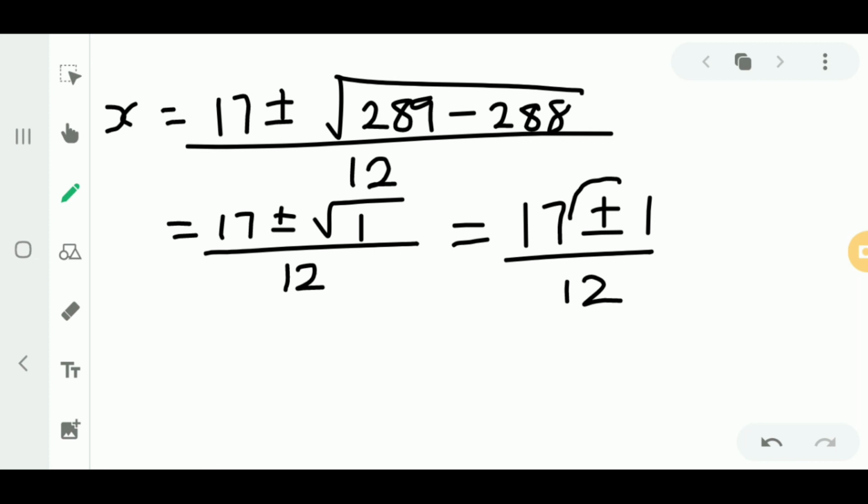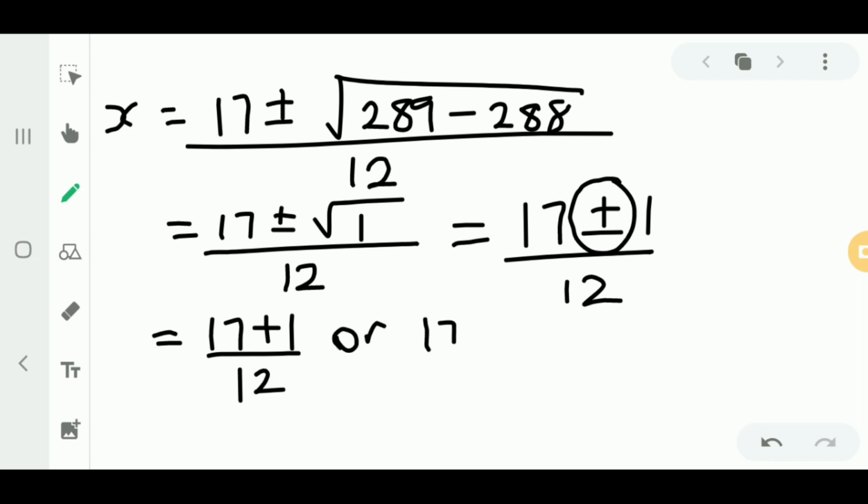Now we have to break apart the plus and the minus. So we have 17 plus 1 over 12, or 17 minus 1 over 12. 17 plus 1, that's 18 over 12. And you can break it down until you get 1.5. Or 17 minus 1, that's 16 over 12. Break it down until you get 1 1/3.